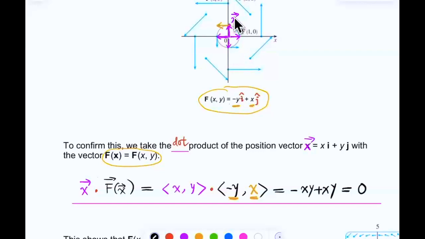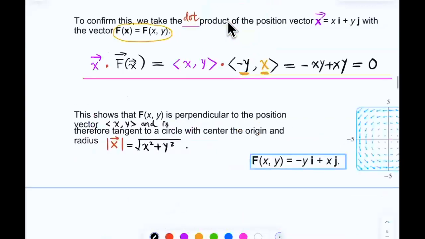So this vector field, each vector is perpendicular to the position vector. Therefore it's going to be tangent to a circle with center at the origin. What's the radius for the circle? The radius will be the magnitude of this position vector, which is the square root of x squared plus y squared.